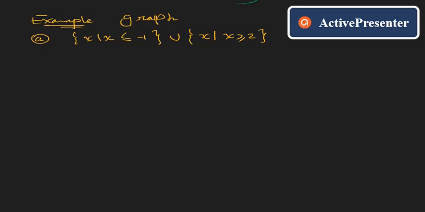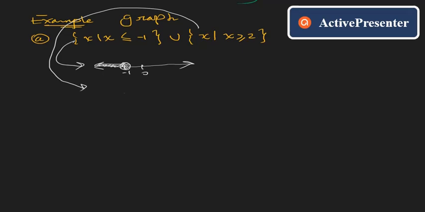Okay, the answer of this question is that we first take this and represent it in graph. So it is here 0, here minus 1. X is less than or equal to minus 1, so it is here closed, and it is coming from negative infinity. Now take this one and also graph it, I mean the second set.